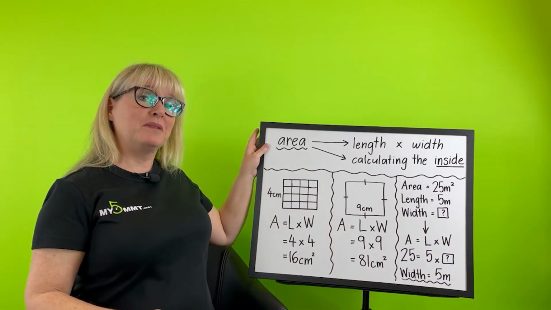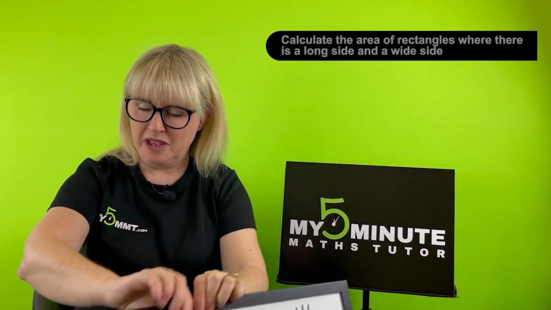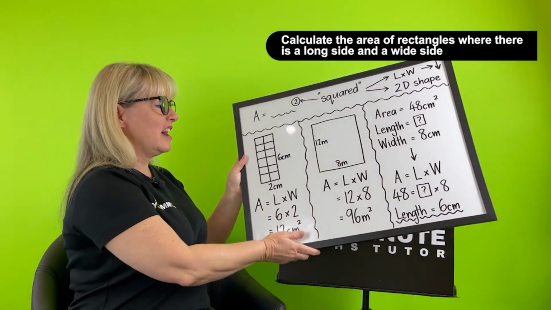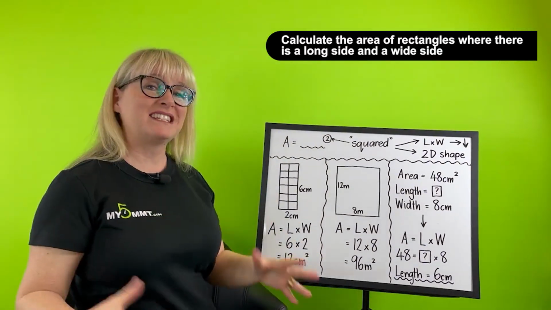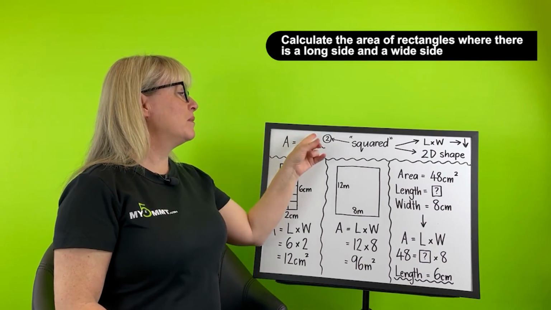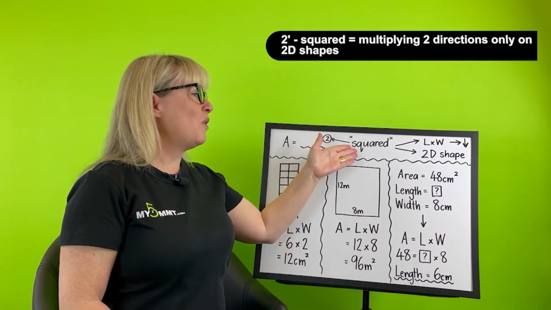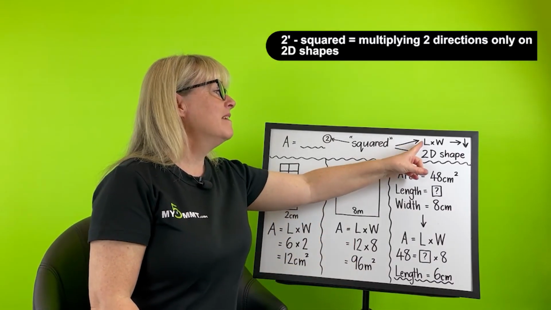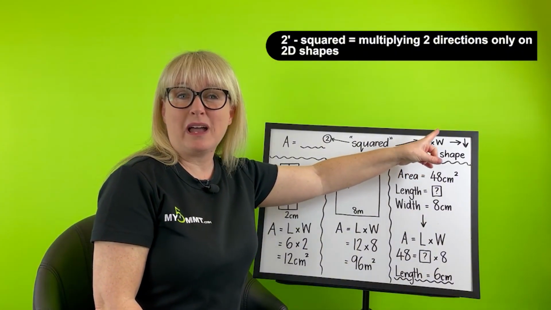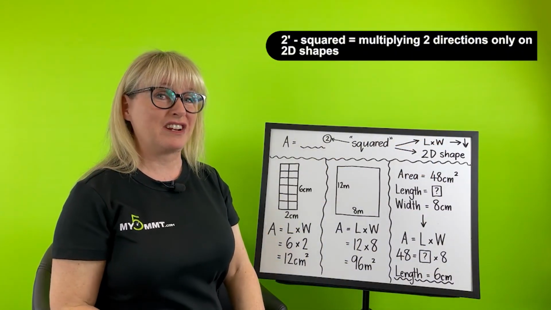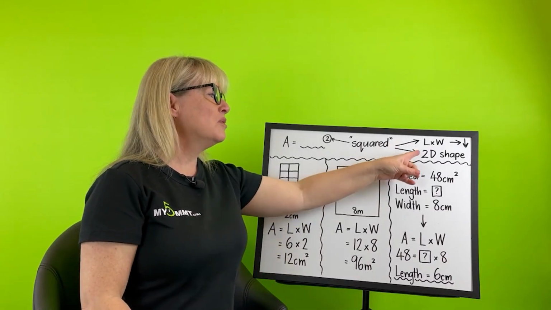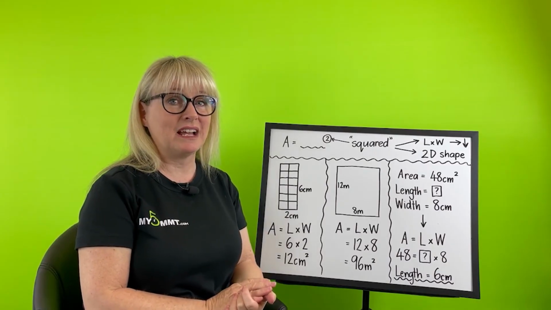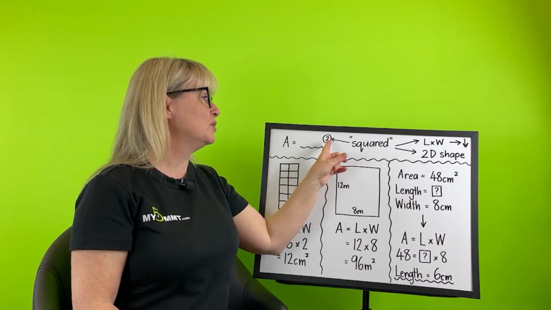So using our formula in different ways is really helpful. We can also calculate the area of rectangles. We will have a long side and we will have a wide side with a rectangle. We're remembering every time that we're talking about that little 2 and calling it squared. Great reasons to remember. 2 great reasons is, first, we're multiplying our long side by our wide side. That's 2 different directions that we're multiplying. And it's always to do with flat 2-dimensional shapes when we're calculating the area. Another great reason to remember the 2.